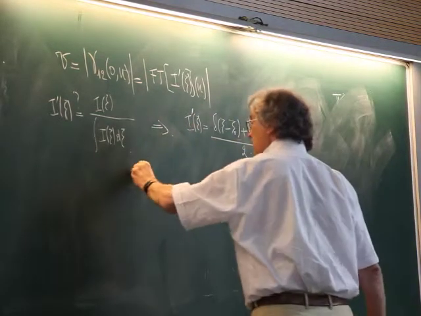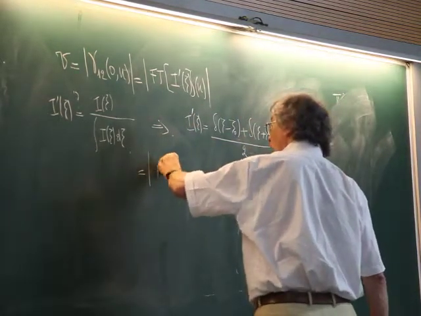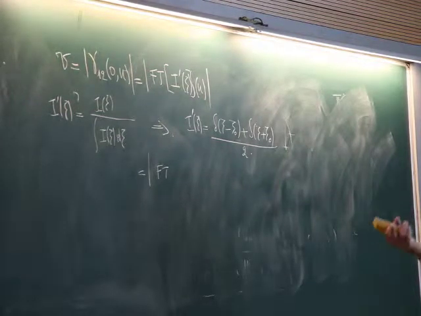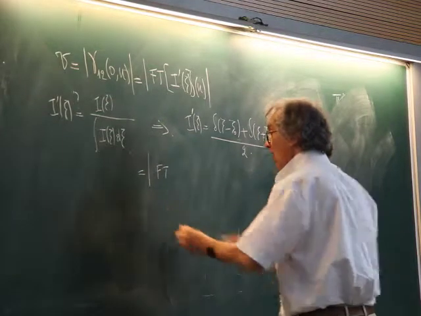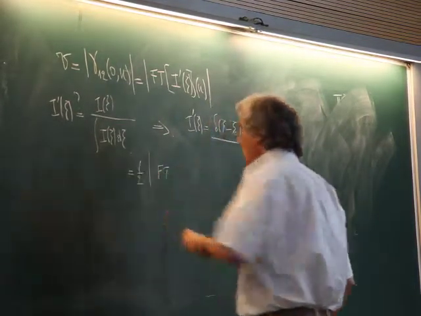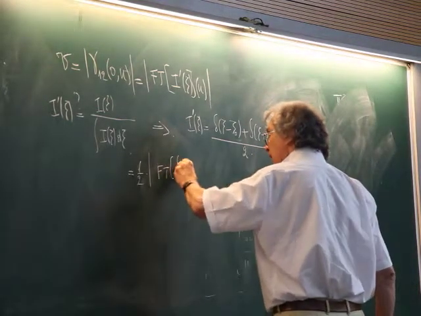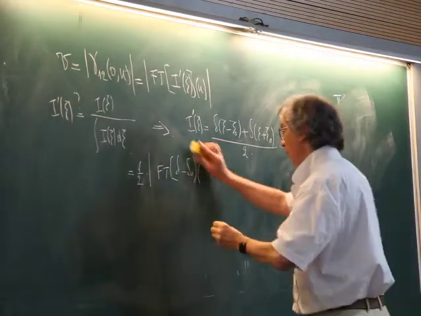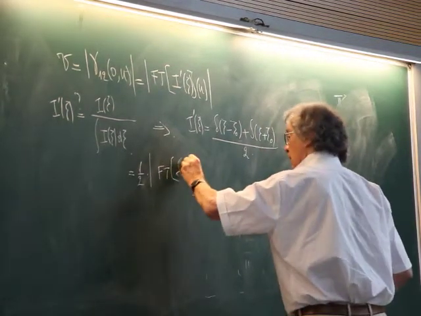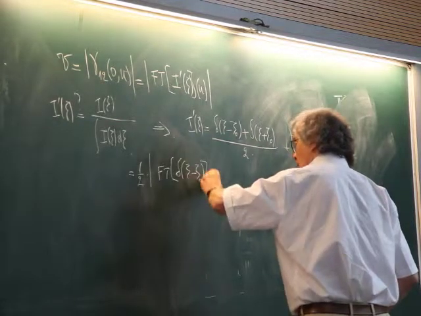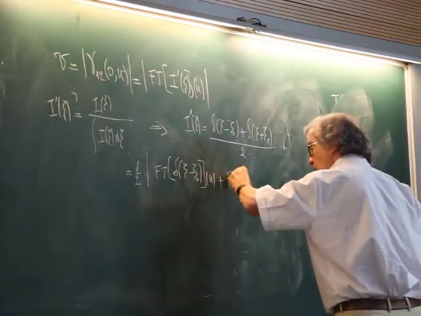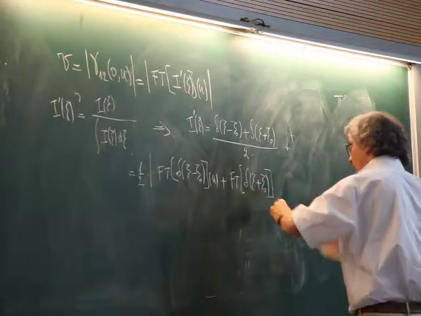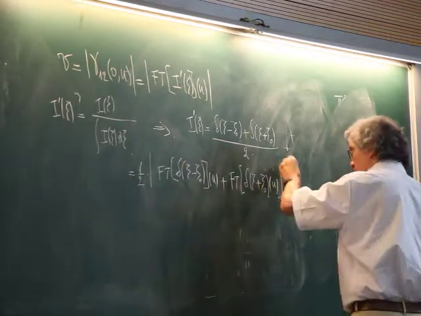So now I just calculate the visibility. It is the module of the Fourier transform of two functions, so it is a summation of the Fourier transform of each function. So there will be 1/2 times the module of the Fourier transform of delta of zeta minus zeta 0, of u, plus the Fourier transform of delta of zeta plus zeta 0, of u. Do you agree with that?